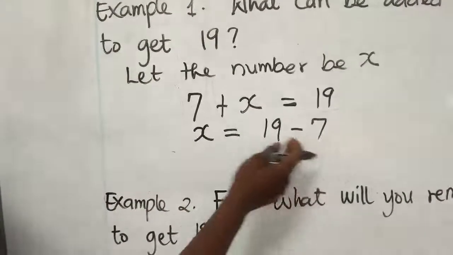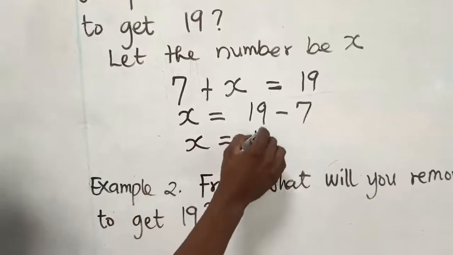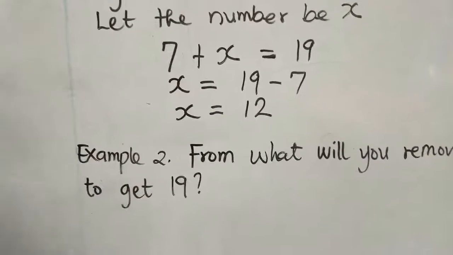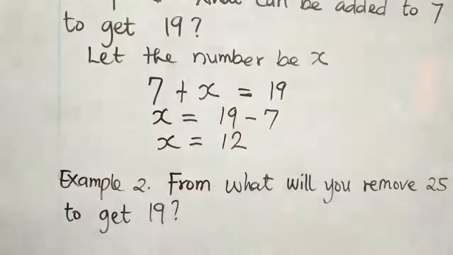I will take away 7 from 19. X equals 12. So the missing number here is 12. That is the number you can add to 7 to get 19.